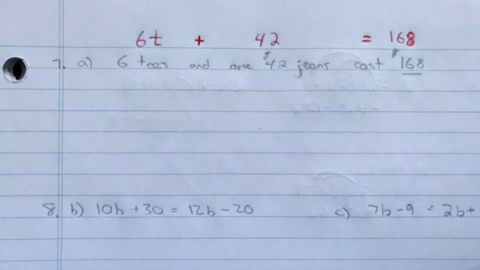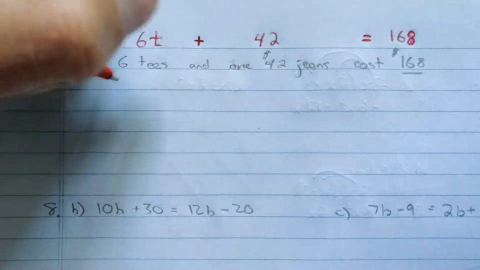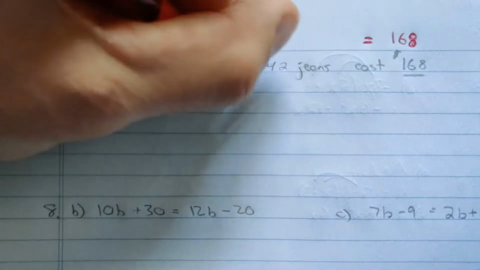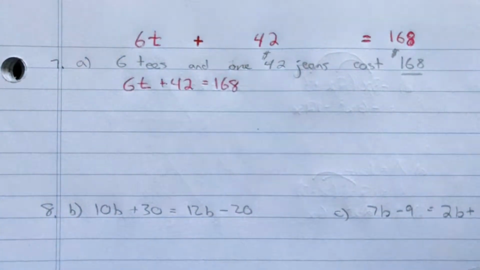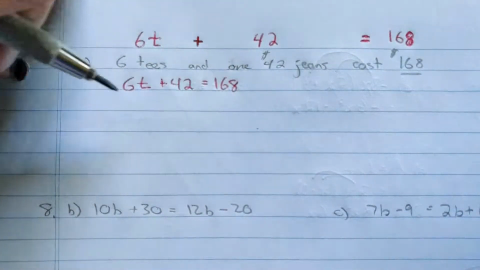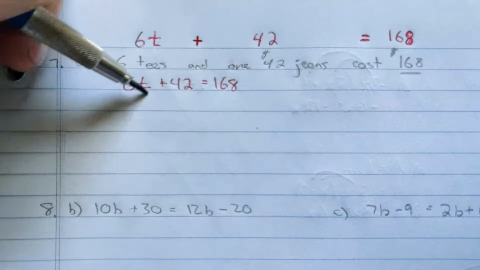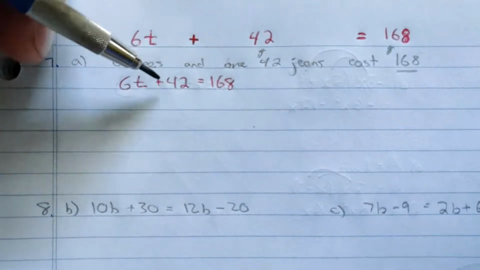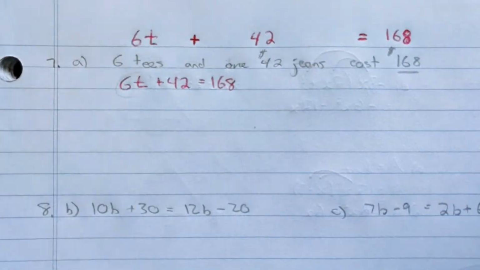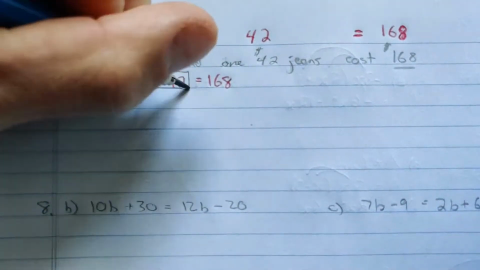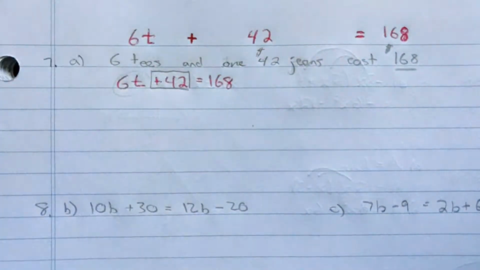So we've written our equation, and now I'm just going to rewrite that a little cleaner down here. 6T plus 42 equals 168. And now part B had asked us to solve and determine the cost of each t-shirt. So again, what we need to do is figure out the order of operations and then reverse it. So here we would start and do the multiplication first, 6 times T plus 42. To do that in reverse, we would move the 42 first and then deal with the 6T.